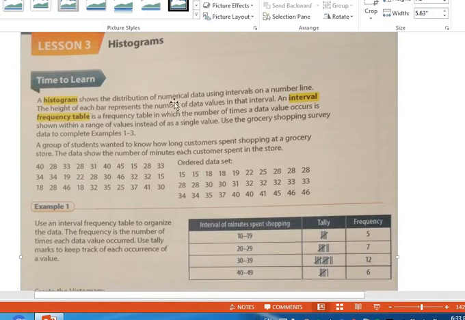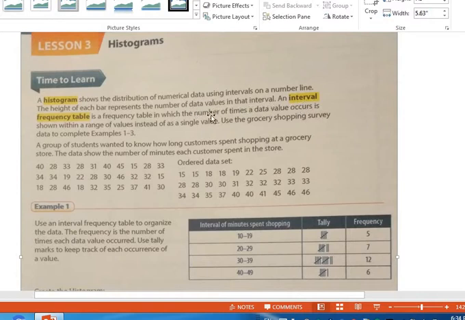Okay, the numerical data. We have two kinds of data. Do you remember? The categorical data and the numerical data, as I told you in the last session. So we are going to distribute the numerical data using intervals on a number line. The height of each bar represents the number of data values in that interval.